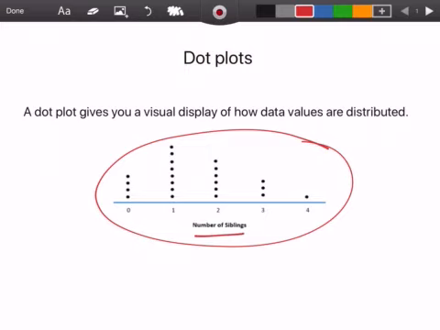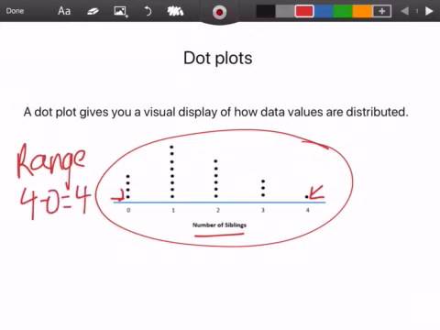Now some things that you might have to find from a dot plot, you might have to find the range. To find the range, we take the greatest value, which is 4, and we subtract the least value, which is 0. So 4 minus 0 gives us a range of 4. We might have to find the median.